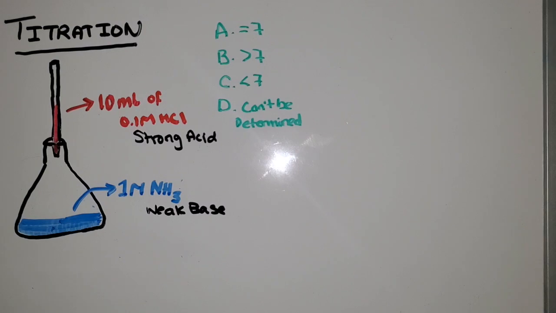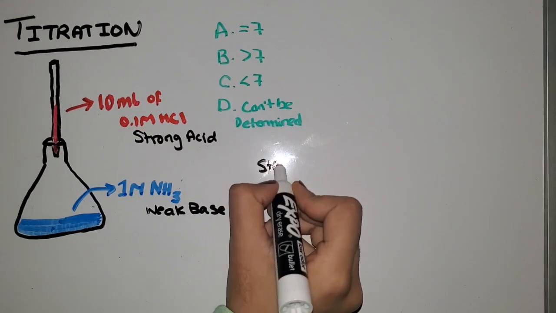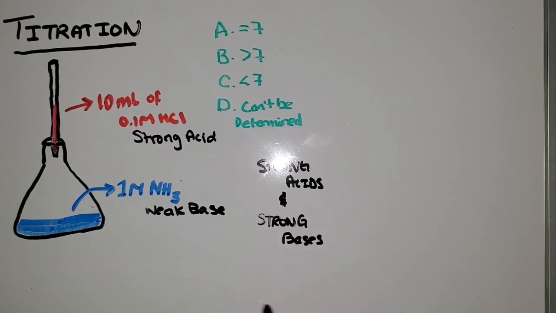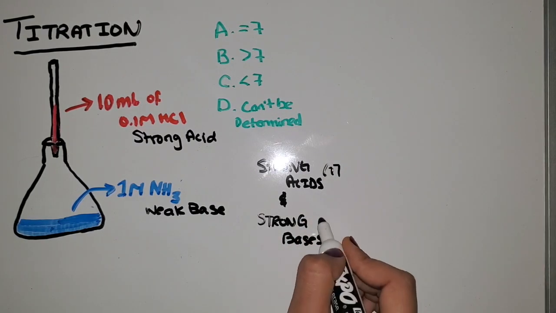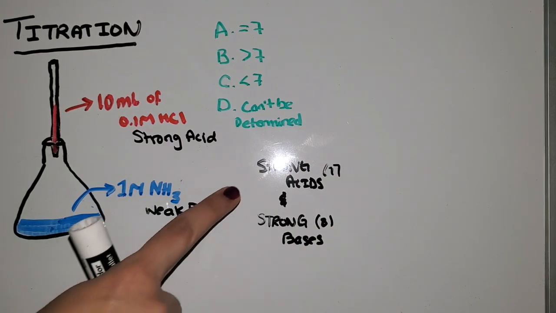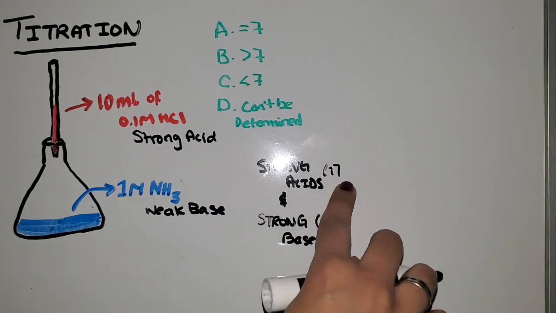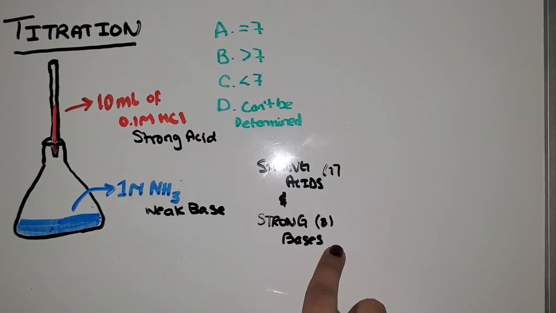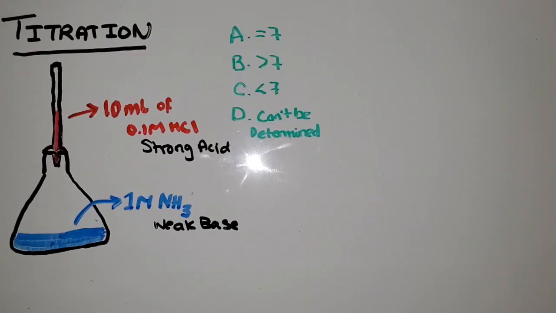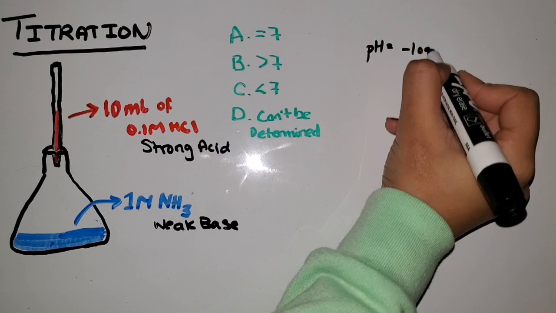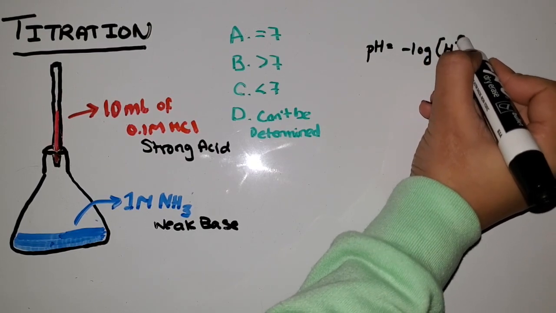If you're wondering how to determine whether it's weak or strong, you have to memorize all of the strong acids and all of the strong bases. So there's 7 strong acids and 8 strong bases. Whatever is not strong is weak. So pretty much you only have to memorize these 15 acids and bases, and anything else is weak. Now, this being said, let's go over how to determine pH. So we know that pH is the negative log of the concentration of H+ ions.